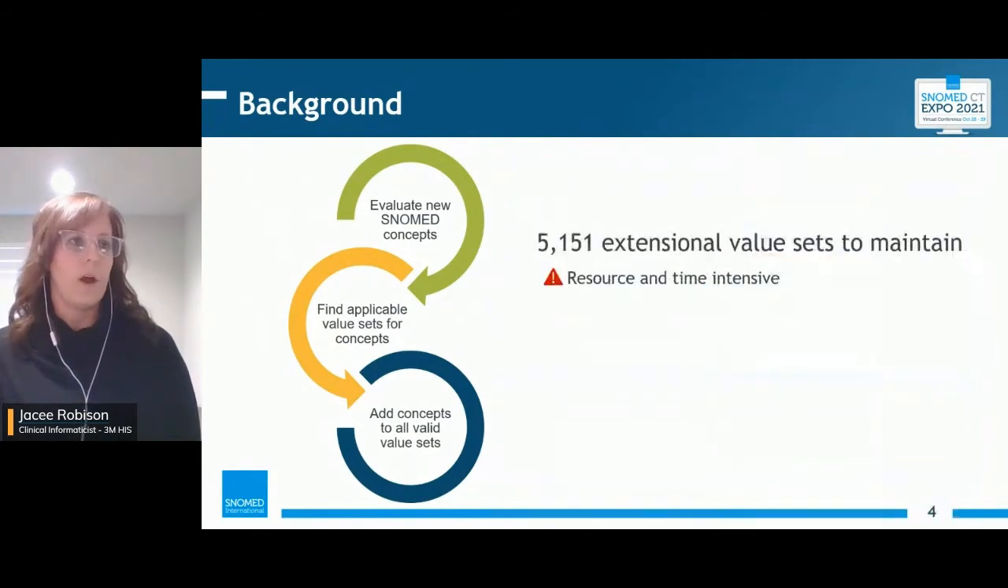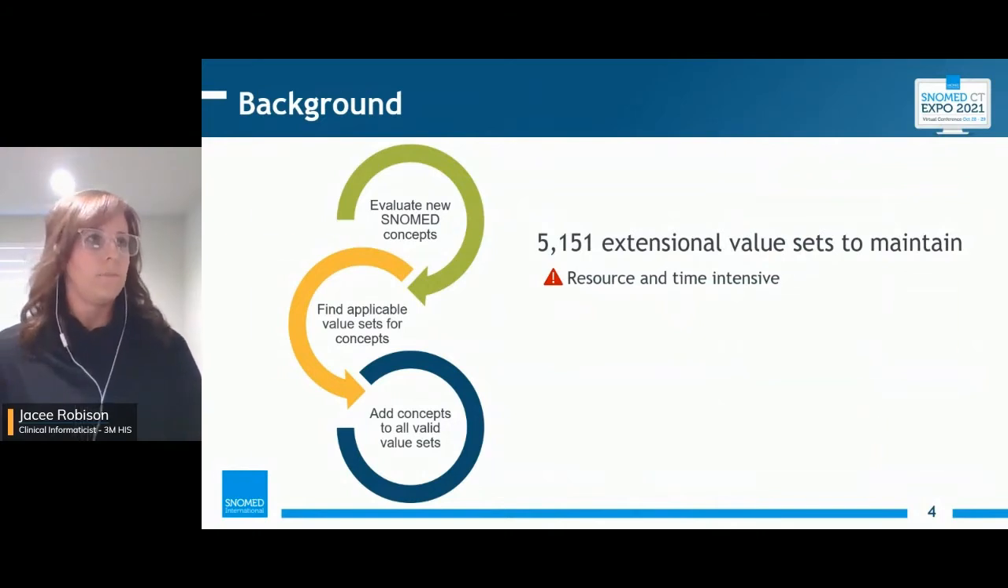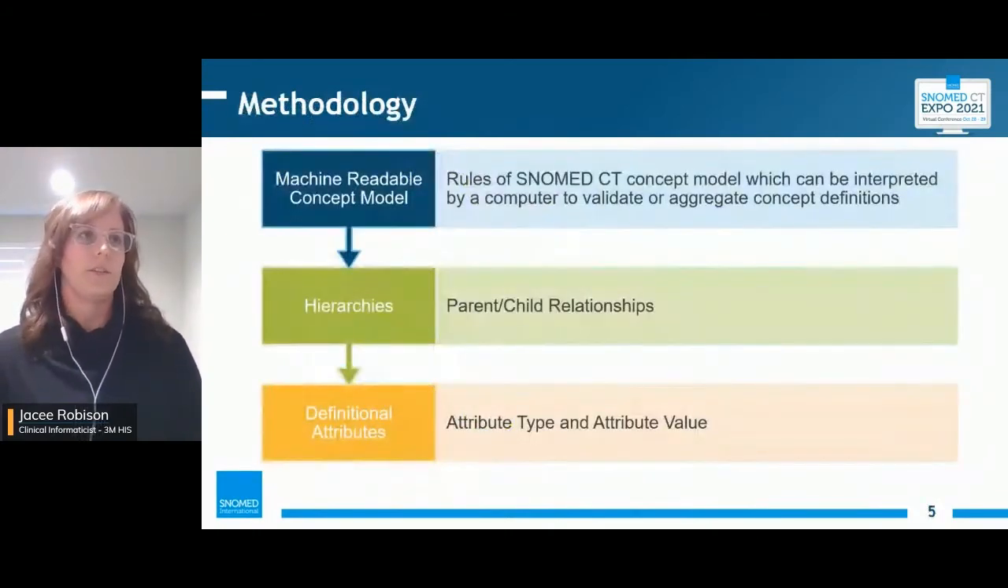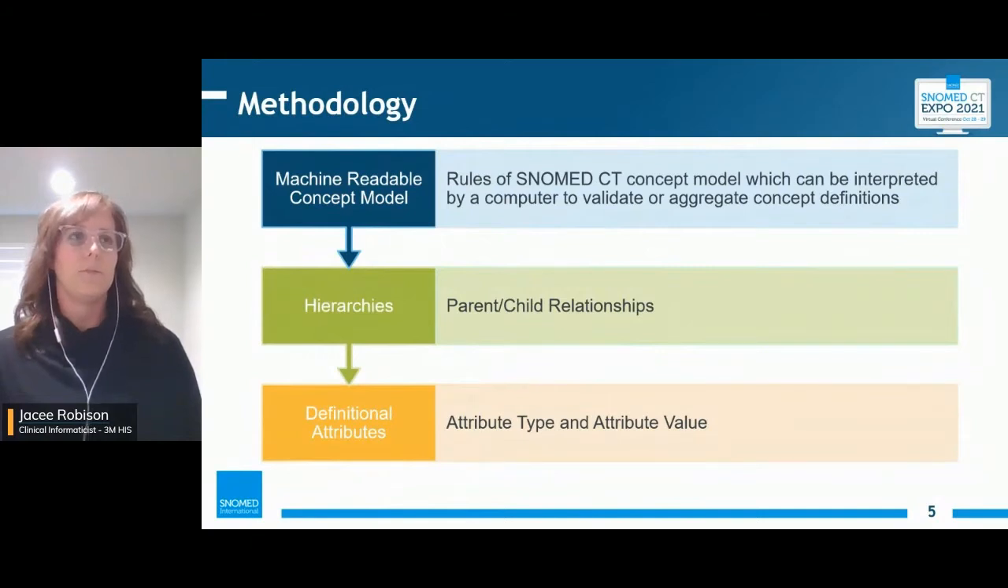This process required a complete manual review of new concepts, which was very resource and time intensive, and at times resulted in missed or inconsistent adding of new concepts to similar value sets. Before we started the process of converting our extensional value sets to intentional value sets, we evaluated the feasibility of leveraging key aspects of SNOMED CT's machine-readable content model and description logic in order to identify and aggregate groups of similar concepts for value sets.